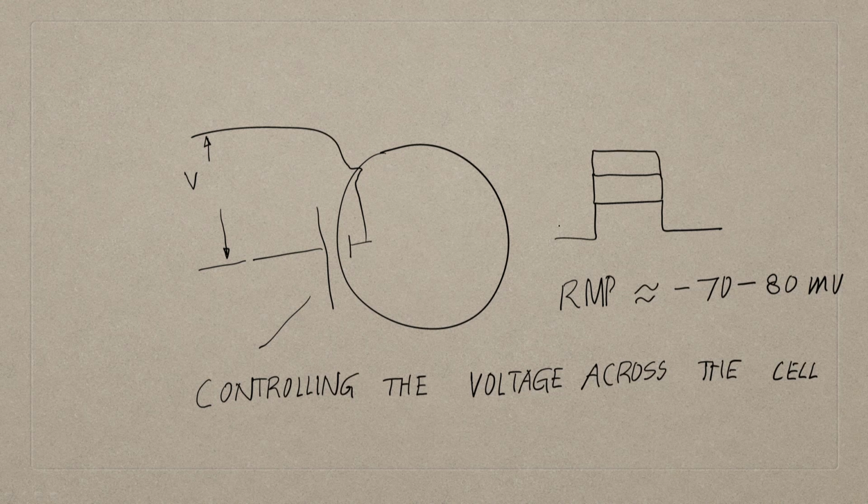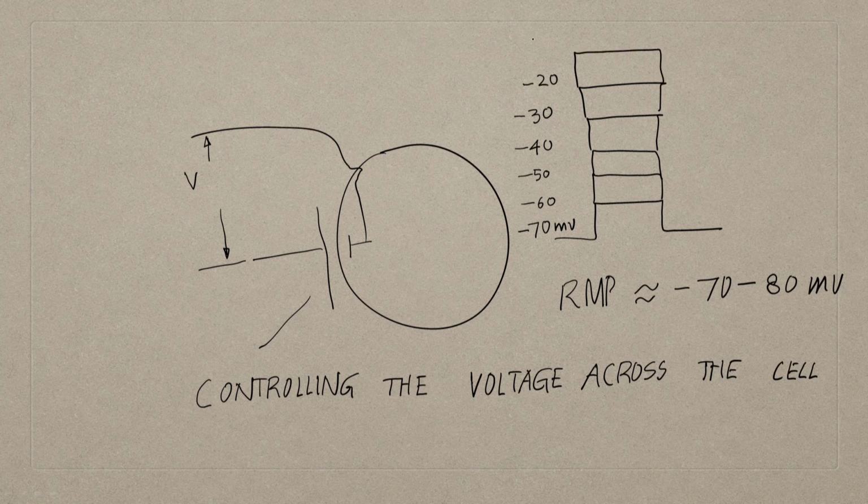So, if this is -70 millivolts, you can go to -60, -50, -40, -30, -20, -10, 0, and likewise you can go further.